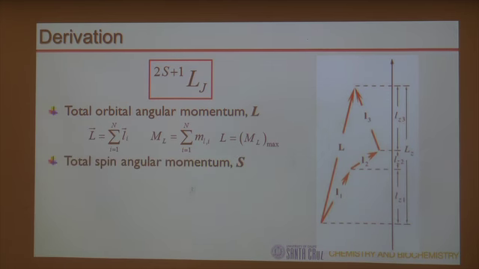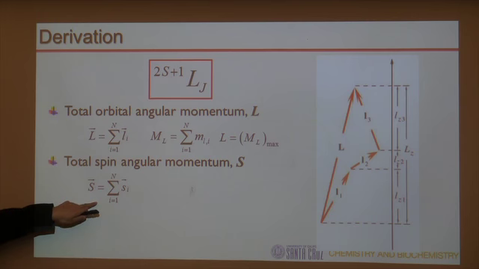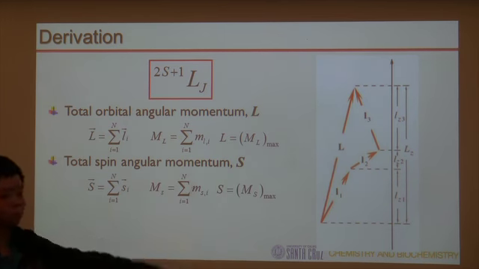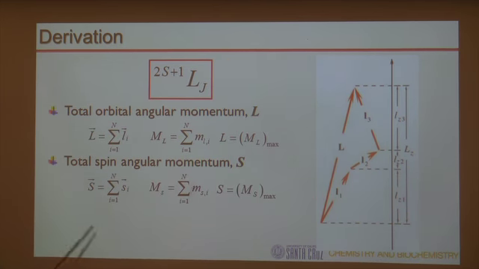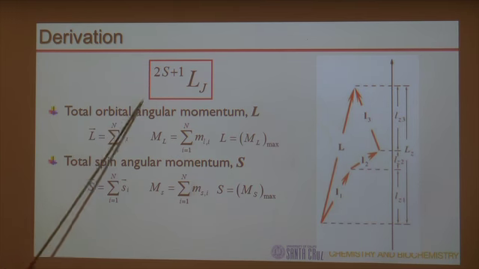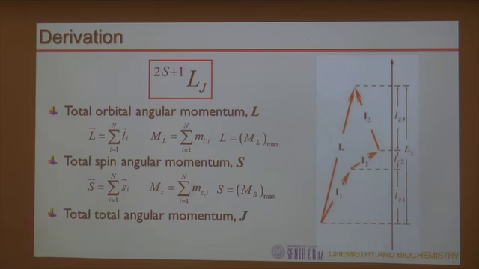Same thing for the total spin angular momentum S. You can either do the vector sum or the scalar sum this way: calculate M_S first, then find the maximum M_S, and that gives you the S number. Now we have L and we have S. What we need to find out is J, whose possible values we talked about last time.